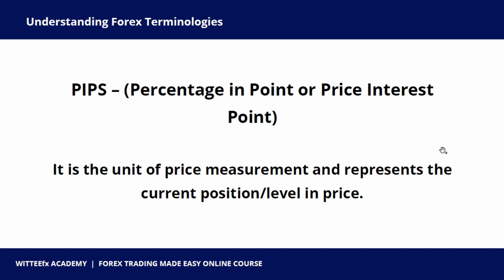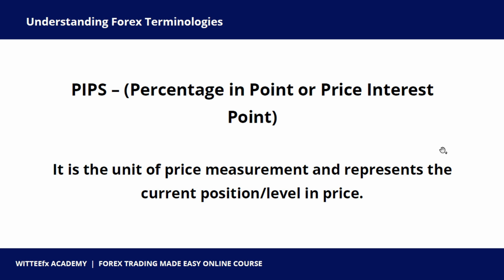But the major thing is a pip is the unit of price measurement, and it represents the current position or the level in price. So take for instance, for human beings, we walk in steps, we move in steps. For cars, cars move in kilometers per hour.